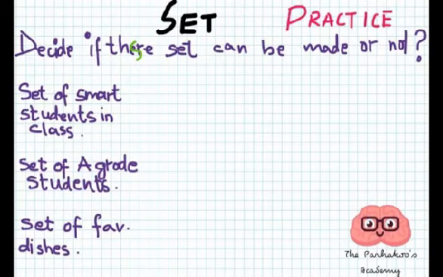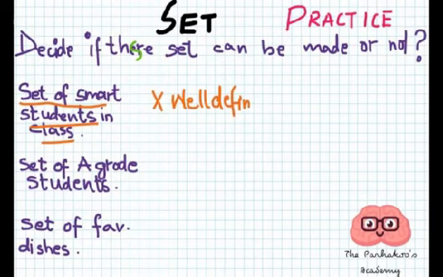And if yes, then make a set, and if no, then why not? So let's start off. The first is the set of smart students in class. Smartness would be different for you and for me. Maybe for me the average student may be smart, for you it would be different. Since it's not well defined, the set cannot be made. So no, the set is not possible for such things in maths.